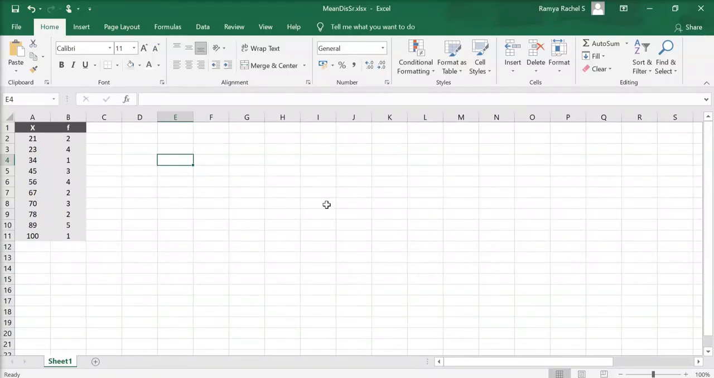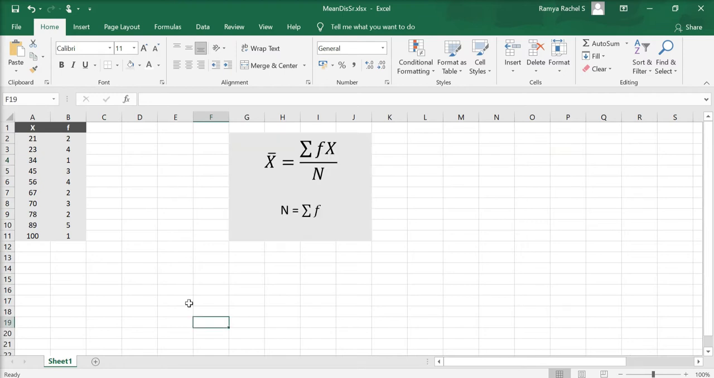Let's look at how to calculate the mean for discrete series. In a discrete series, we have x, which is the marks scored by the students, and f, which is the frequency, that is the number of students who have scored the marks. To calculate the mean for a discrete series, we use the formula x bar is equal to sigma fx divided by n. Here n is the total value of f, that is sigma f.